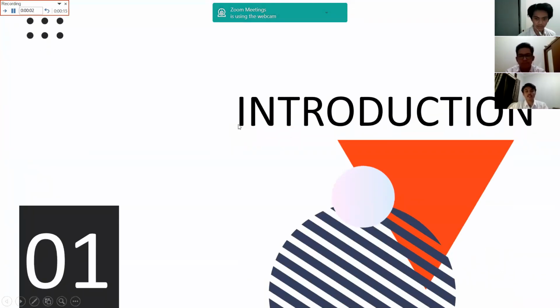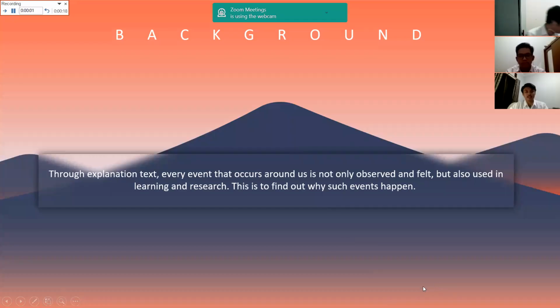Chapter 1, Introduction. Next, okay. The background. The background of the paper, explanation text is a text that contains the process of why and how a natural, scientific, social, cultural, and other event can occur. Natural and social events that occur around us always have a relationship of cause and effect. Through explanation text, every event that occurs around us is not only observed and felt, but also used as learning.